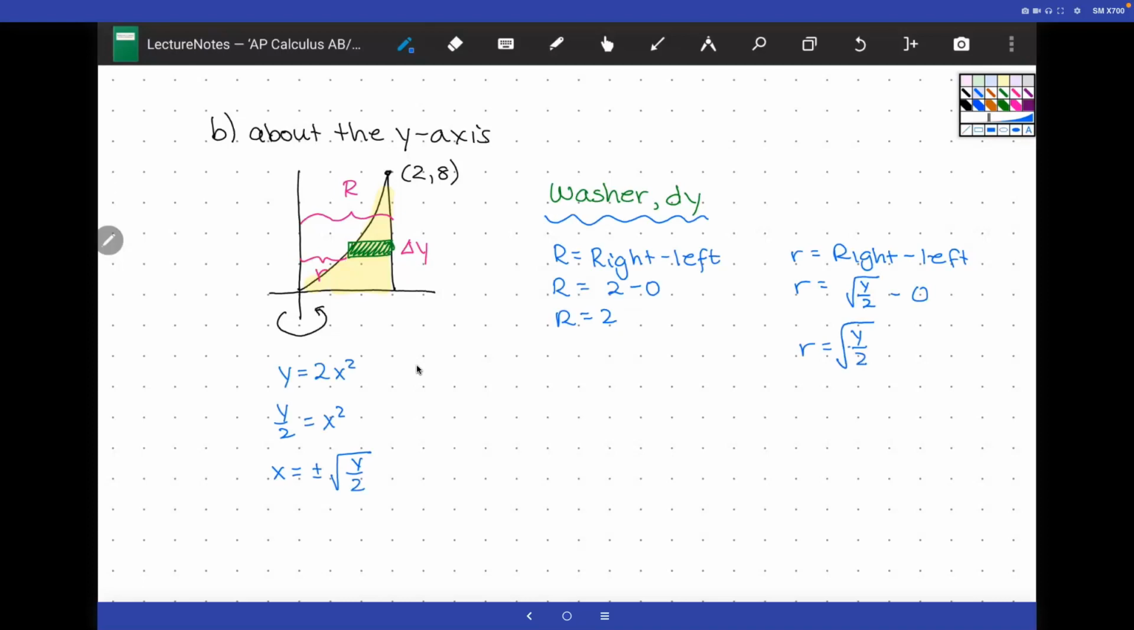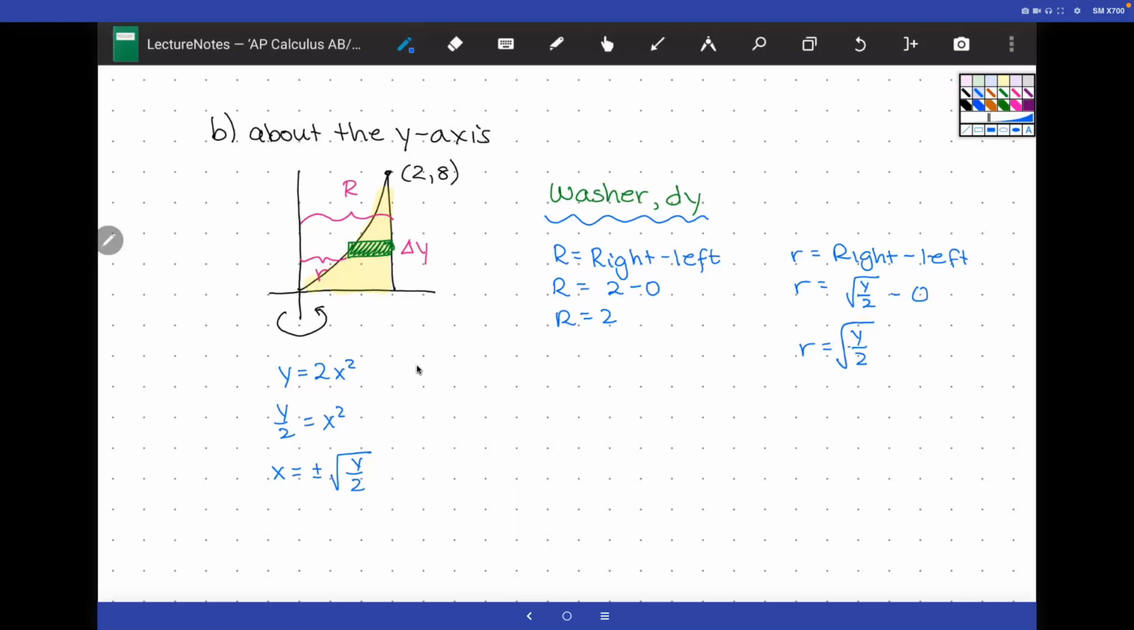All right, so here's the big R and little r for this one. The big R is actually a constant radius. Makes sense because it's along a vertical line, but you can also think of the right equation as x equals 2. The left equation is x equals 0. So 2 minus 0 is 2.